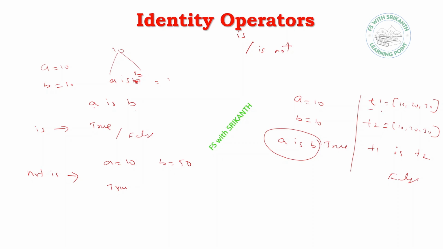Why? Because T1 and T2 are mutable, so we get False as a result. But A and B, these integer values, are immutable, so what are we getting? True as a result. How can we confirm? When you check with the id method, id of A, id of B, we get the same reference memory location, and id of T1, id of T2, we get two different memory references.